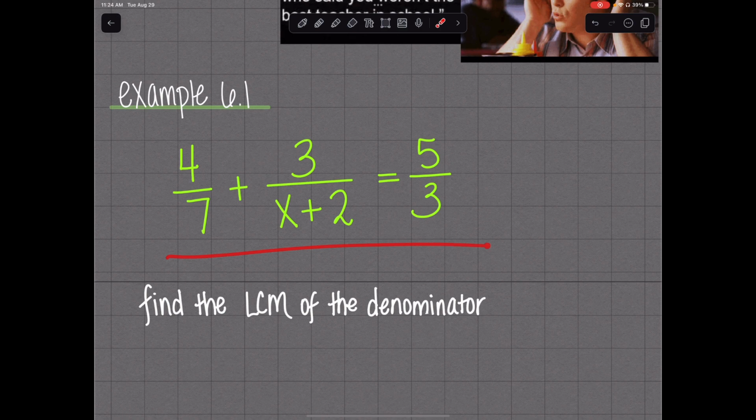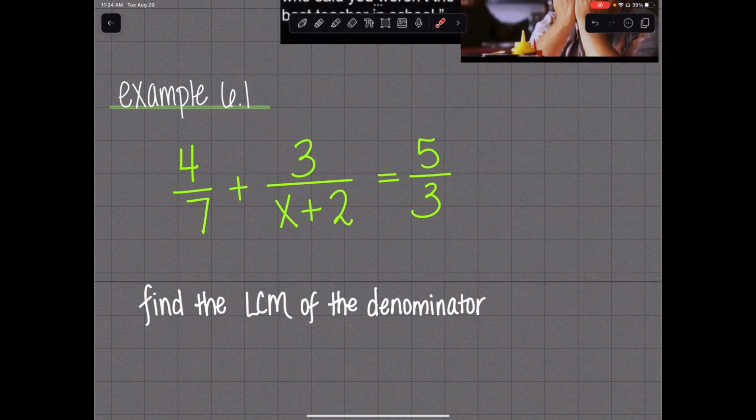It'll make these equations with fractions in them a lot easier, because what you're going to do when you multiply everything by the least common multiple of the denominators is eliminate all of the denominators, and then you don't have fractions, and it's going to be easier to solve.